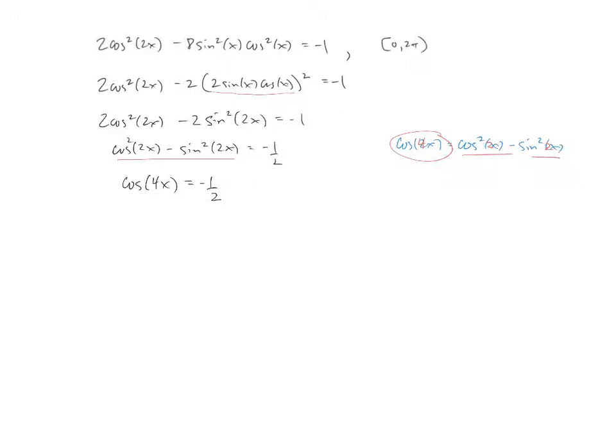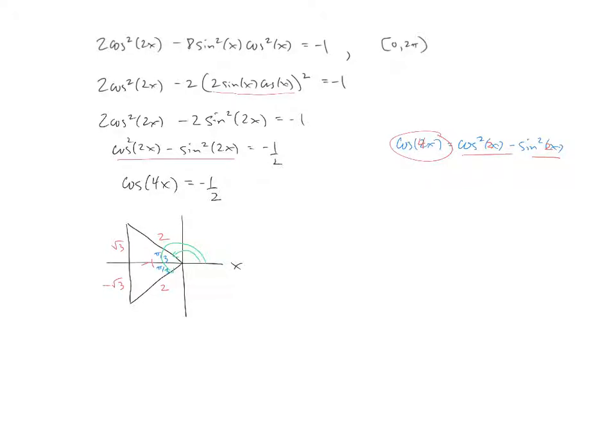Cosine is negative. Cosine is negative in quadrants 2 and 3. So this would be a negative 1, this would be a 2 and a 2, and a square root of 3 and a negative root 3. So in radians, we've got pi over 3 as our reference angle, and we'd want to be able then to give this angle and this angle.